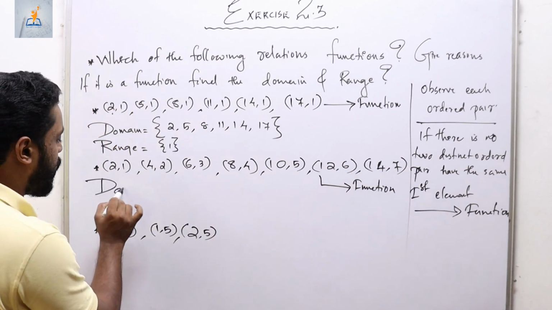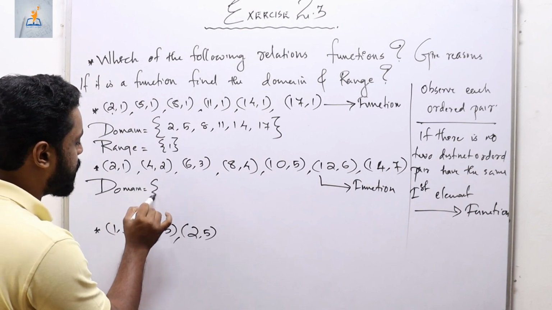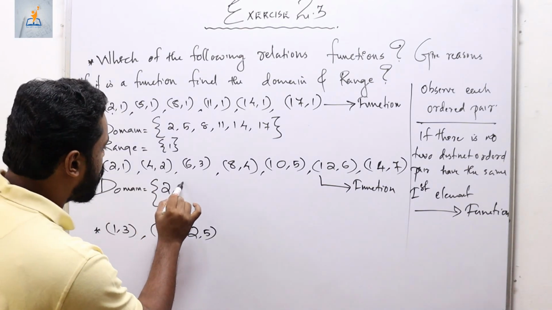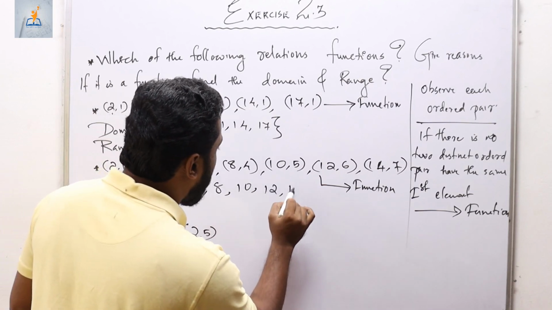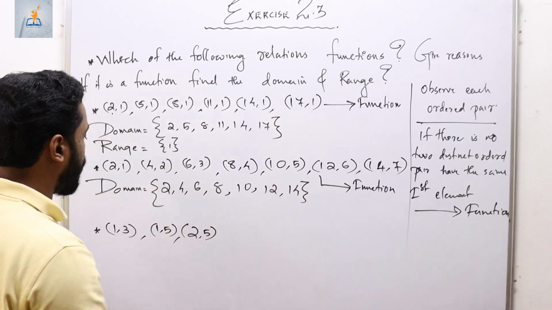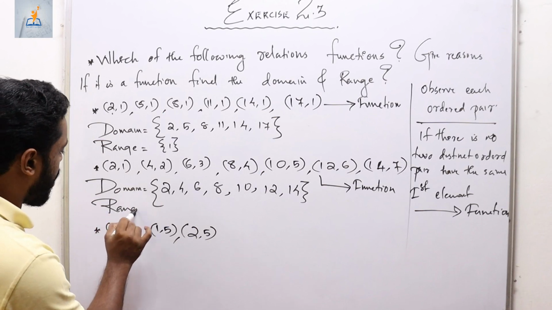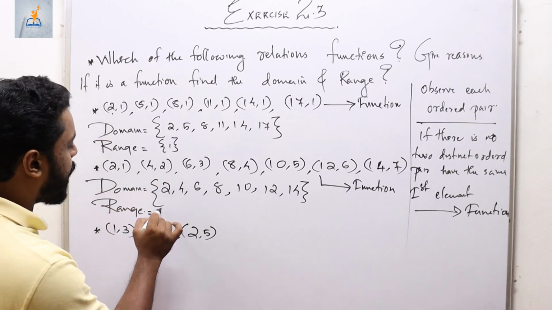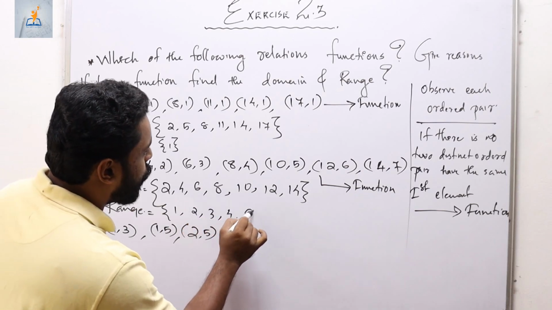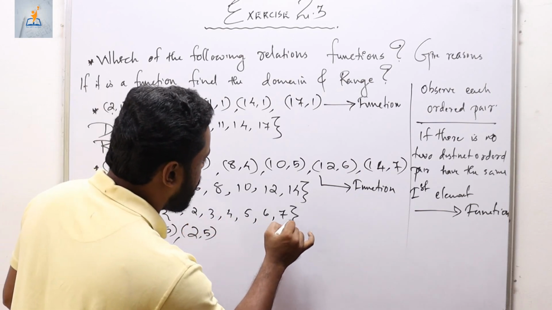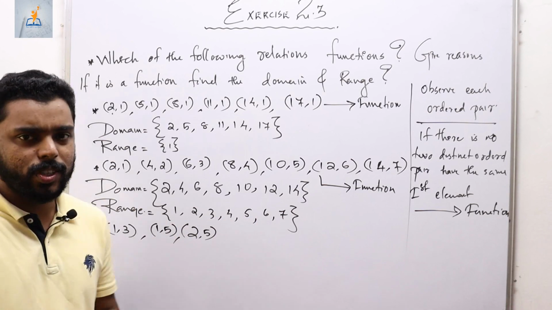Therefore, it is a function, and the domain is equal to the set of all first elements. 2, 4, 6, 8, 10, 12 and 14 is the domain of the function. And coming on to the range, range is the set of all second elements, which are 1, 2, 3, 4, 5, 6 and 7. That is the range of this function.